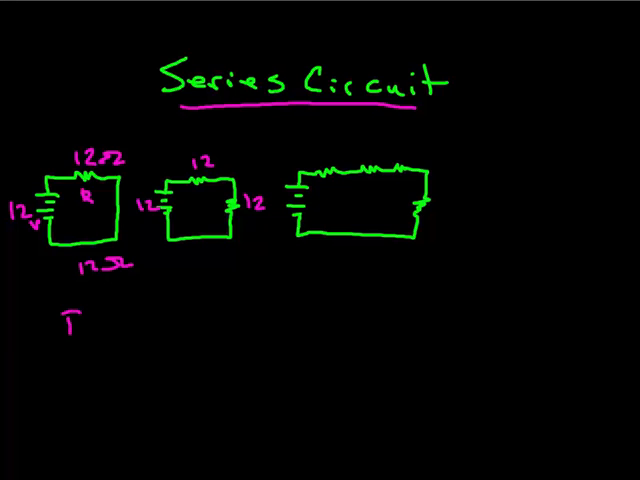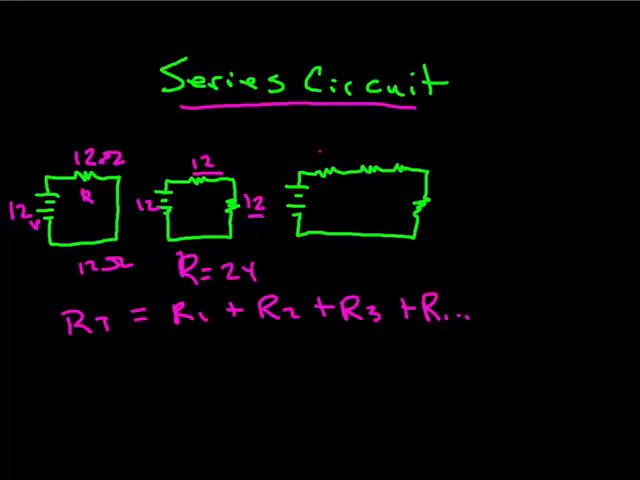Well, I haven't told you that, but the R total of a circuit is equal to R1 plus R2 plus R3 plus however many resistors happen to be in that circuit. So in this case, it would be 12 plus 12, R would equal 24. Well, in this case, if we had a 12, a 12, a 12, and a 12, we would have 12 and 12, 24, 36. We would have 48 ohms of resistance in this circuit. So it's really just a matter of adding all these resistances up.